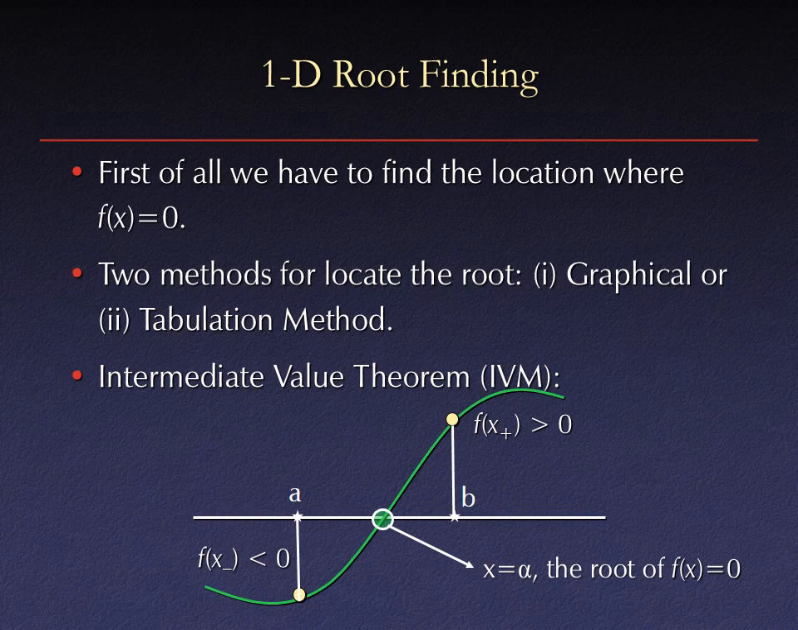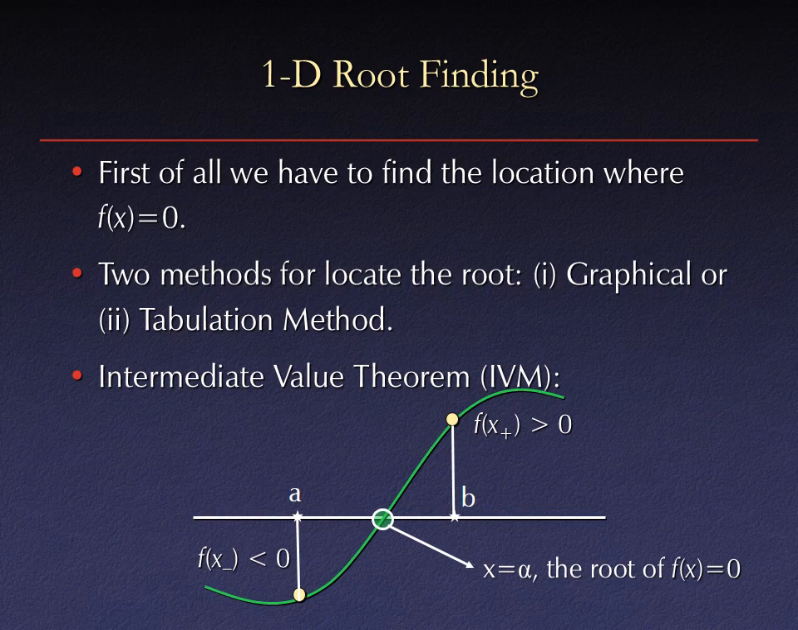First of all, we have to find the location, that is, an interval [a, b] which contains the root, that is, the point x = alpha where f(x) = 0 is satisfied. To find this approximate interval [a, b], there are two methods. One is the graphical method and another is the tabulation method.